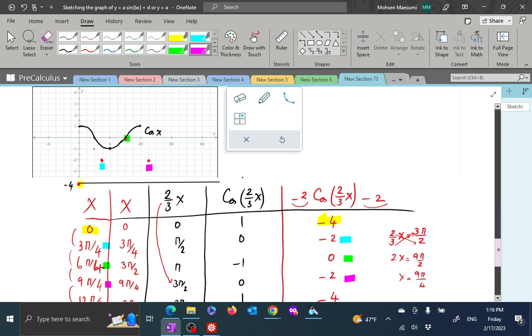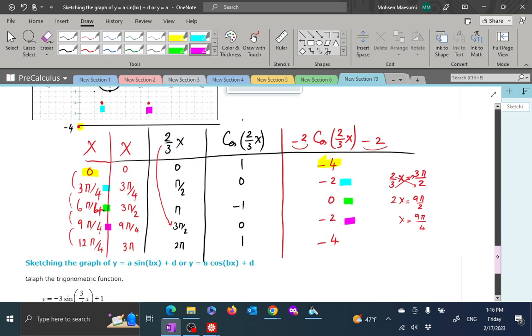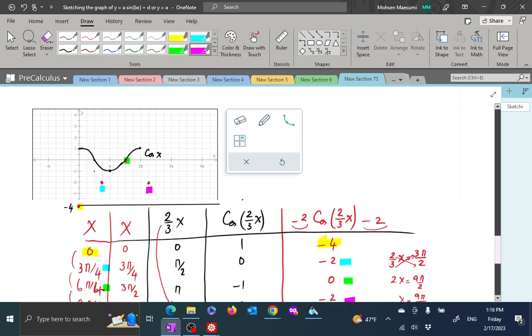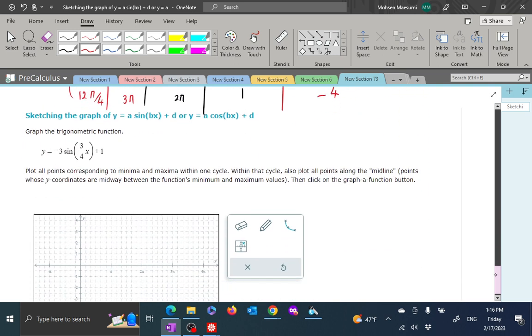My final location is 3 pi and minus 4. So that is here. So my picture is going to go like this. So what we got is minus twice cosine of 3x minus 2. Okay, that took a while. Let's go ahead and do the final one.